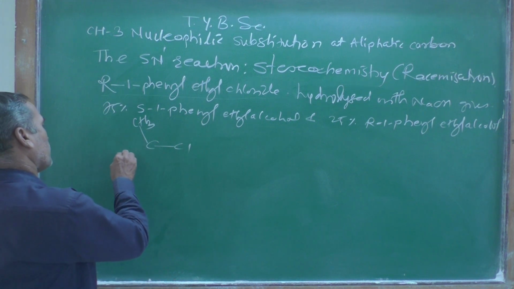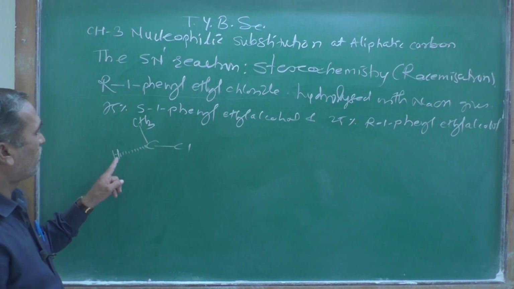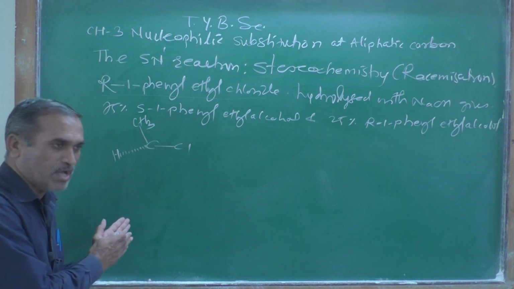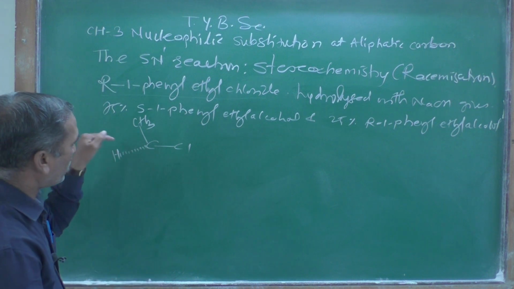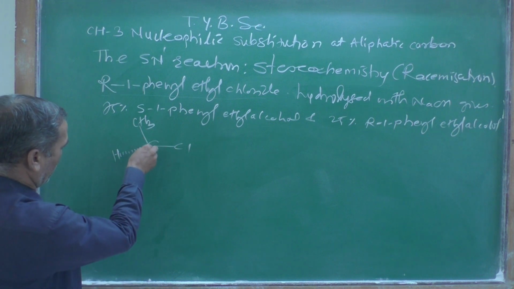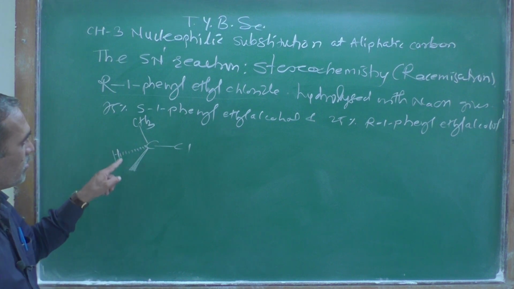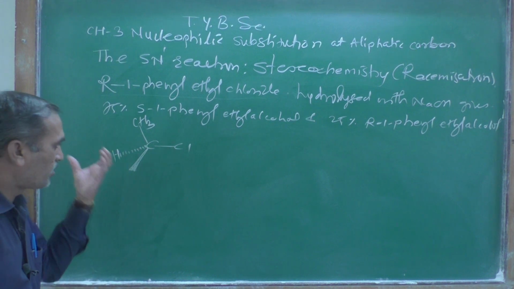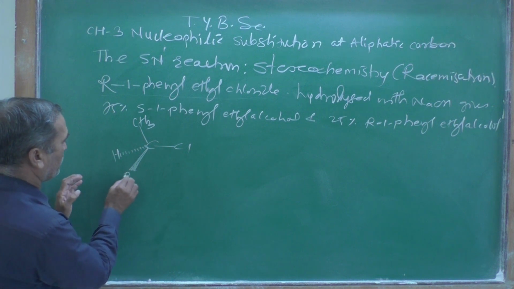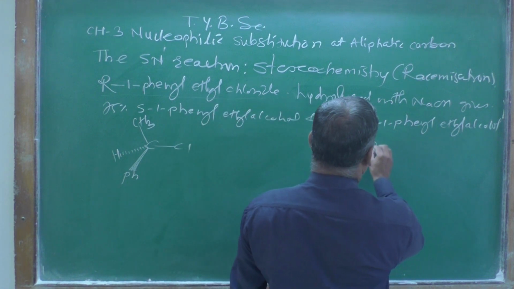Now I am showing one of the bonds by a dotted line, which clearly indicates that the hydrogen atom goes away from the observer, or it is below the plane. Now I am showing another bond which is thick, which clearly indicates that the bond is above the plane, and there we can write Ph. And as we know, Ph means what? Phenyl group.